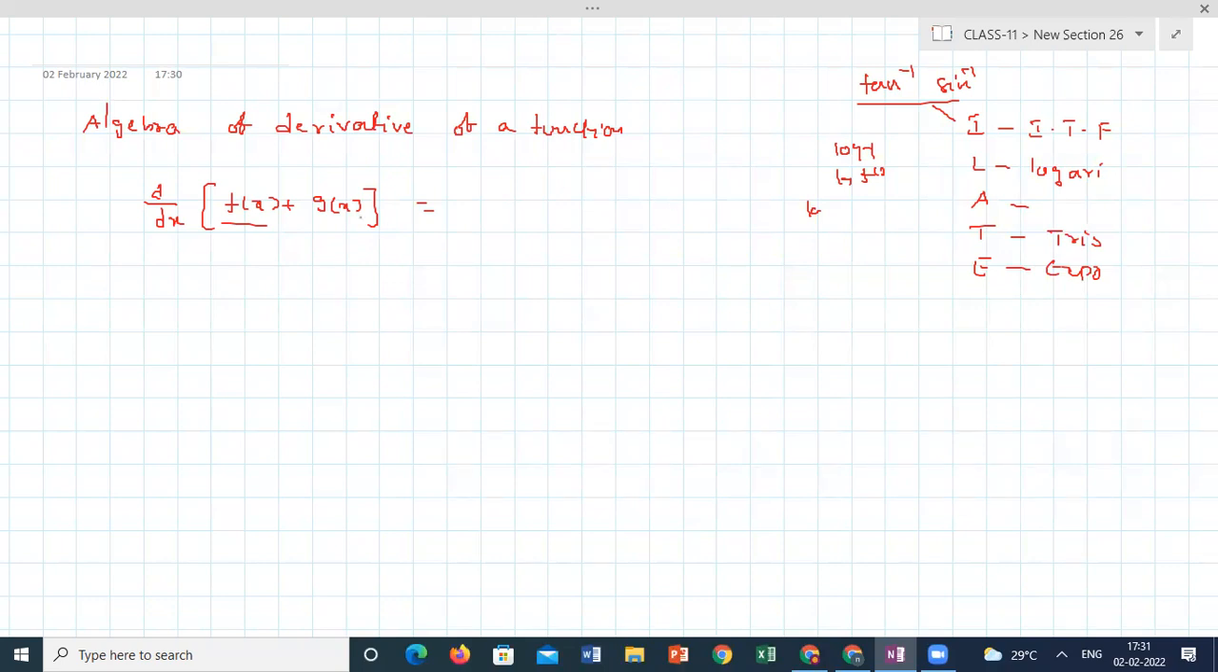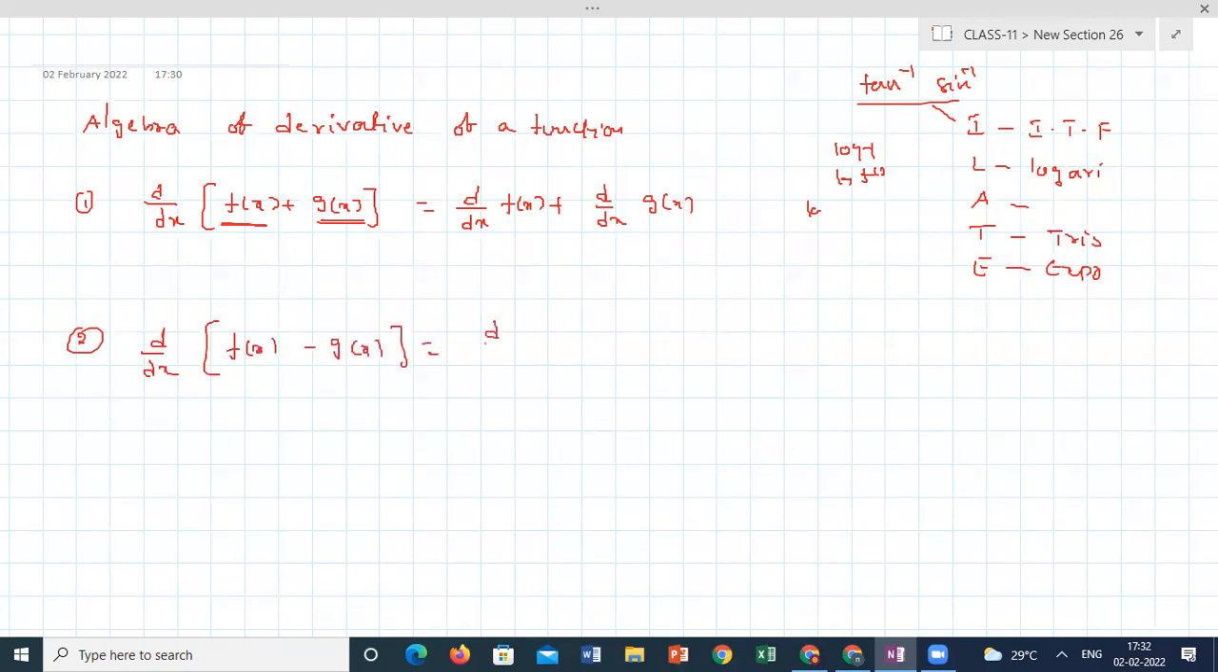Suppose two functions are in addition. The differentiation of these two functions is d by dx of f of x plus d by dx of g of x. What it says is, we have only a few standard formulas, so we can do the differentiation of each function separately if both are in addition. This is the first one. The second one is d by dx of f of x minus g of x, the algebra of derivative for the subtraction of two functions. Even for subtraction of two functions, you can do the differentiation of each function separately.